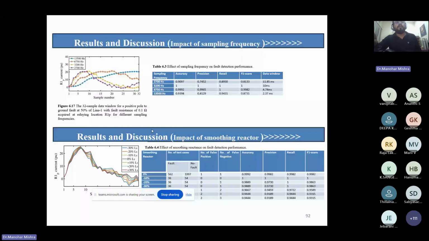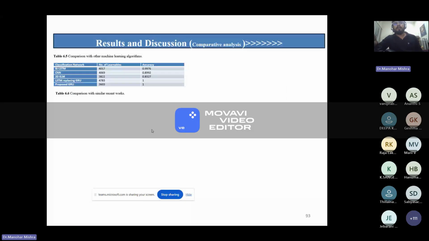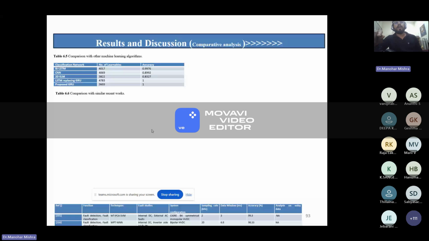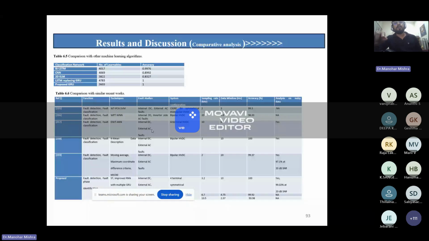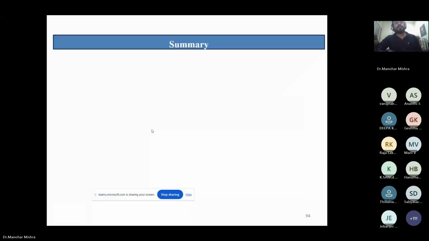And this is the comparison with LSTM, CNN, 2D ELM, then LSTM replaced by GRU, and the proposed GRU method. We found our accuracy is better. Then we also compared this method with previously published papers to show our method's efficiency. So this is all about the HVDC fault detection.